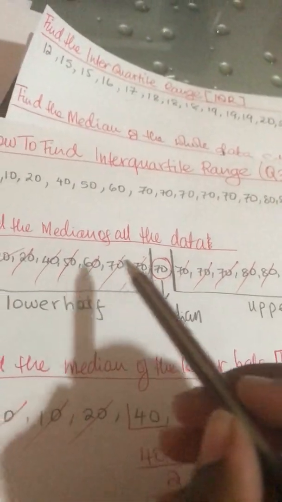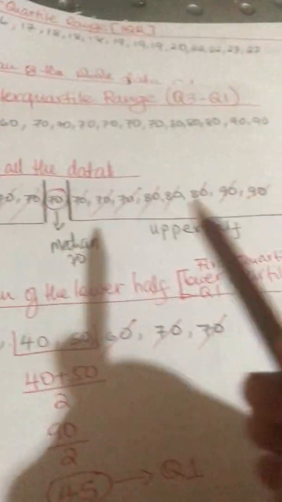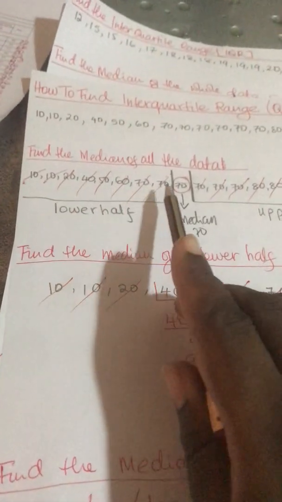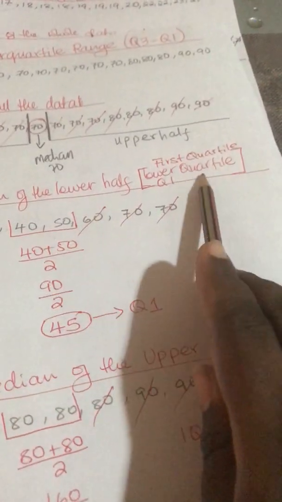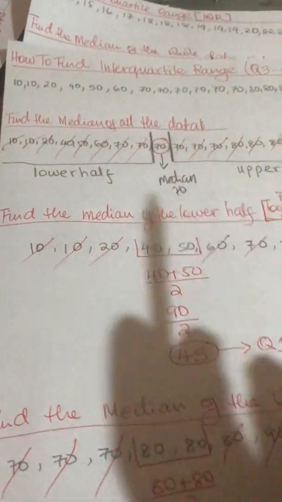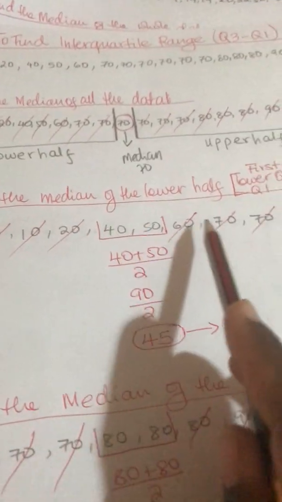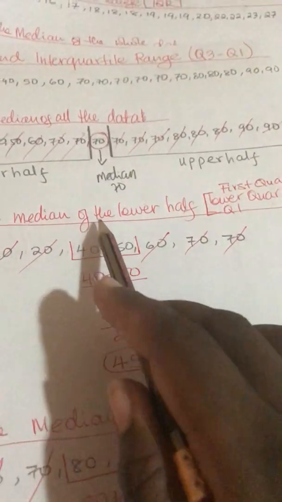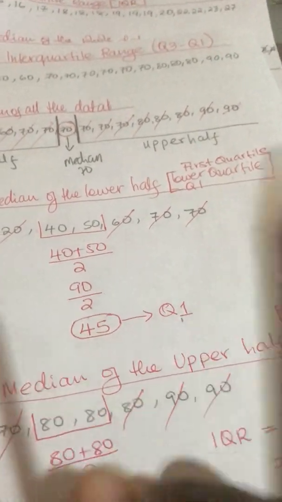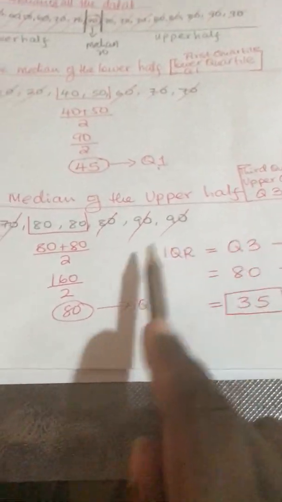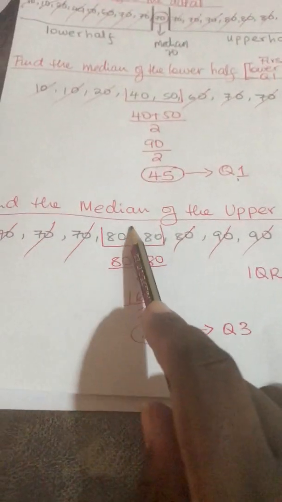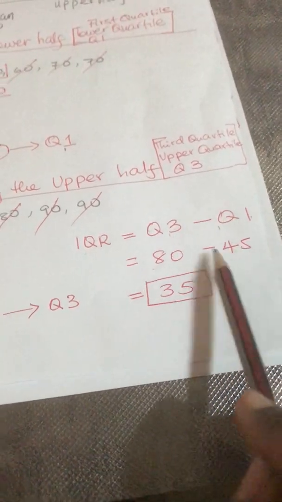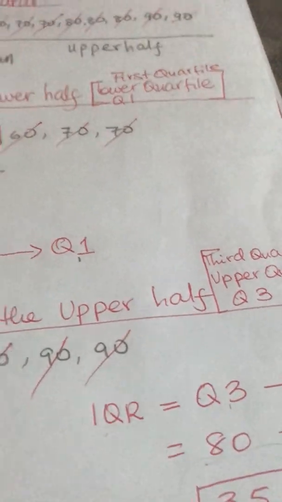The numbers on the left of my circle is the lower half. The numbers on the right of my circle is the upper half. And then I find the median of my lower half. The median of my lower half is the first quartile. Okay? So I cross. Remember, you should cross the same amount of numbers on the left and the same amount of numbers on the right. I was left with two numbers. I add, I divided by 2. That's Q1. I did the same on the other side, and I got my Q3. Okay? The same thing. And then my interquartile range, Q3 minus Q1, 80 minus 45. And that's how to find the interquartile range.